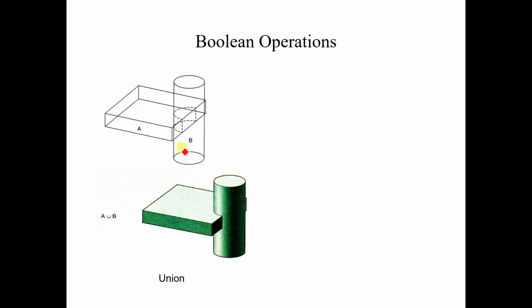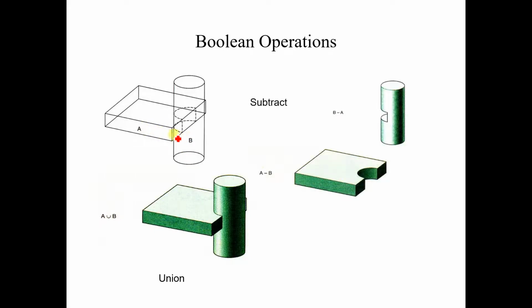When we subtract, that is when we remove B from A, we will get this object, okay. From A, B is removed, so the common volume will be removed. From A, B is removed. From B, if A is removed, it will be like this.